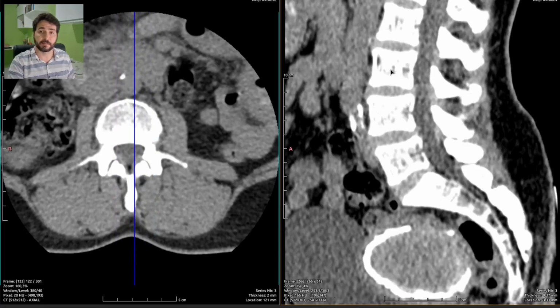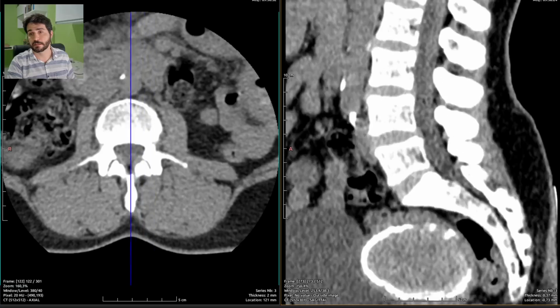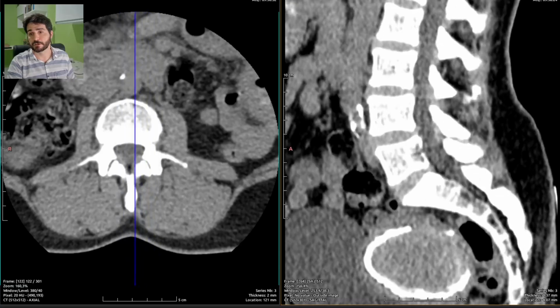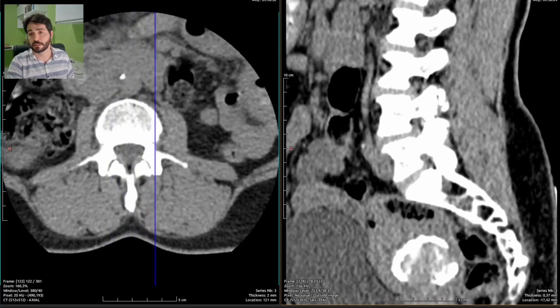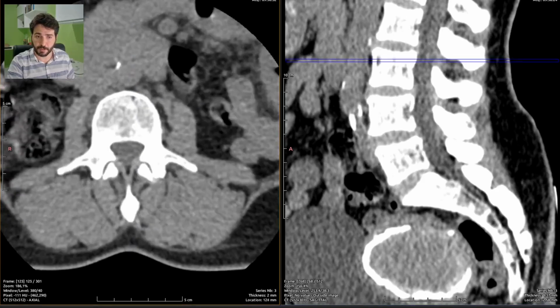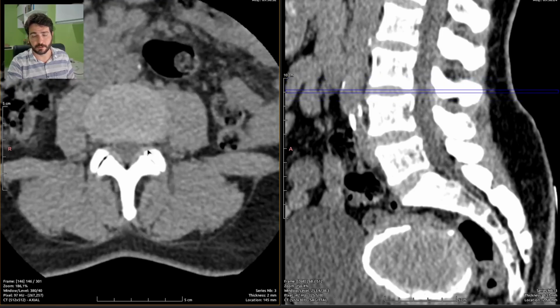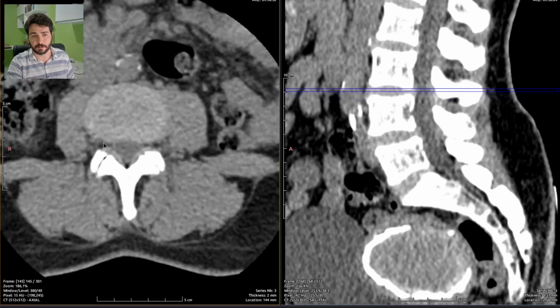So we have L3, L4, and L5 segments diseased with degenerative changes and disc herniation extrusions, which lead to reduced lumbar vertebral canal size. This is reduced in size. This is stenotic.